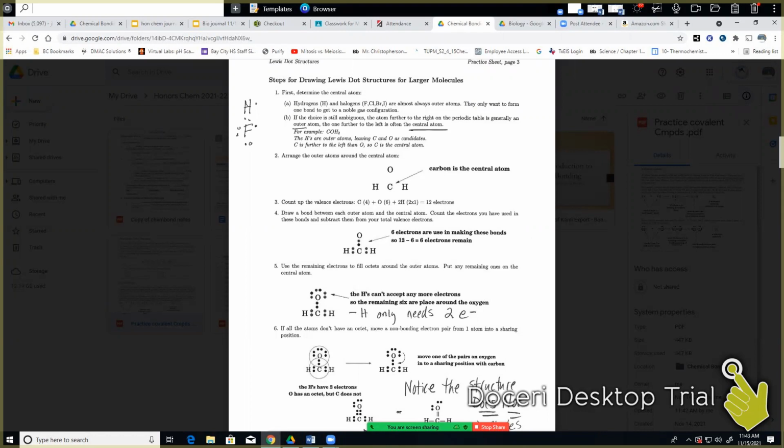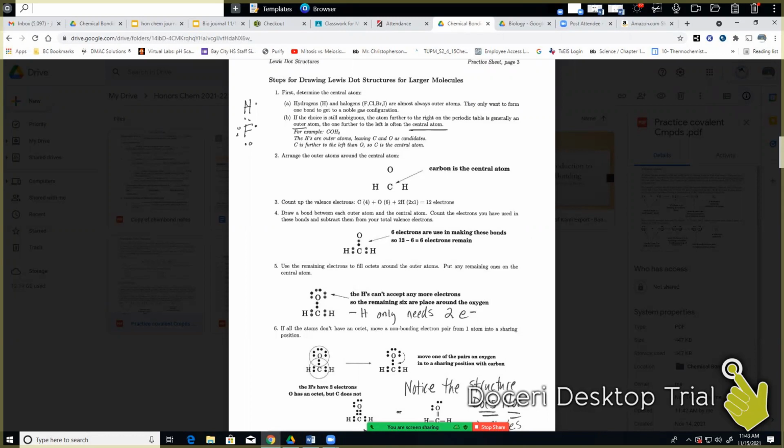So if I have COH2, my 2 hydrogens would be terminal. So that gets me down to carbon and oxygen. Carbon is farther to the left on the periodic table, so it's going to be in the center. So this would be your rough draft to get you started, without any bonds or anything like that.